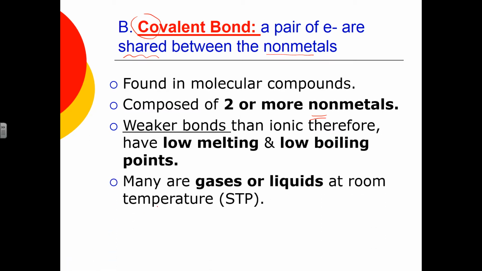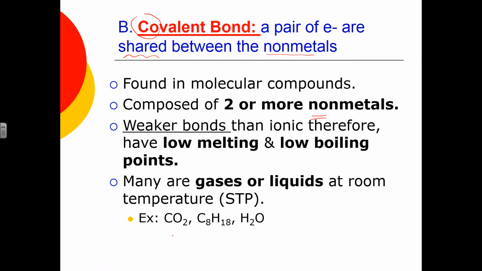Many of the compounds that contain covalent bonds are gases or liquids at room temperature, as opposed to the ionic compounds, which are stronger bonds. All of those are crystalline solids at room temperature. The state of matter of a compound is an indicator of the strength of the bond holding the molecules together.